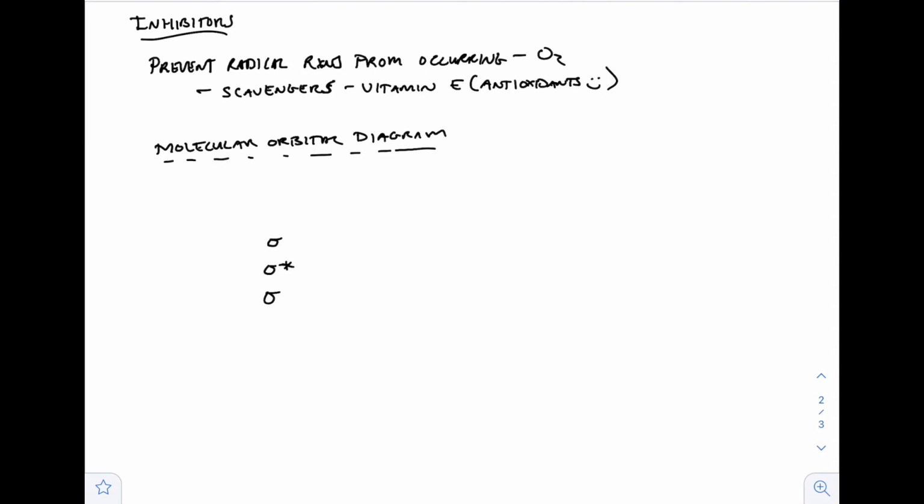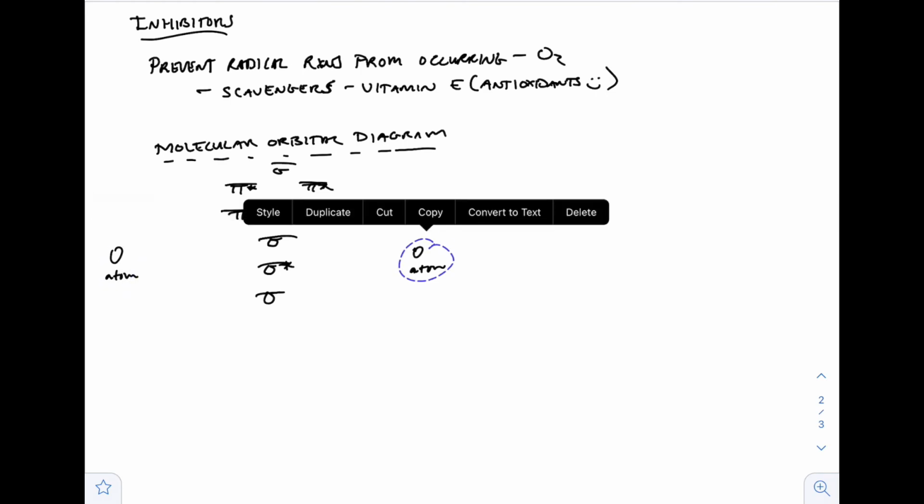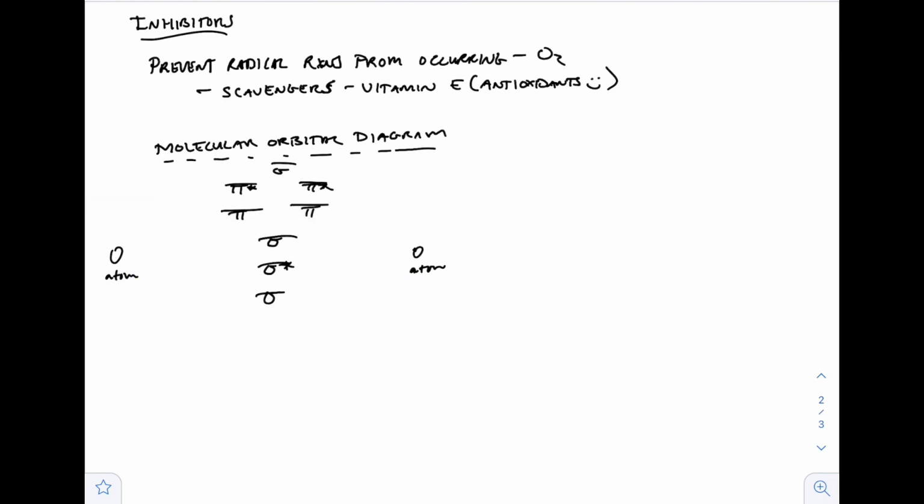Okay, so before I show you this last type of reaction, I want to show you a molecular orbital diagram. Some of you may or may not have had this in general chemistry. I teach it, but I know not every general chemistry teacher teaches it. So in this middle set of orbitals, we have sigma bonds and pi bonds, and then we also have sigma star and pi star. And on the left side, we have an oxygen atom, and on the right side, we have an oxygen atom.